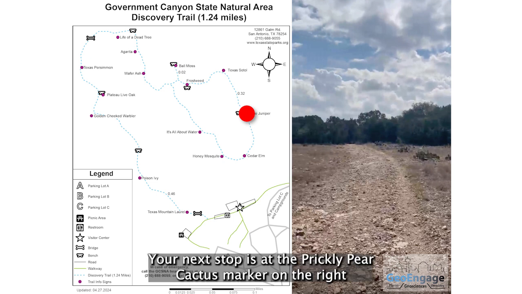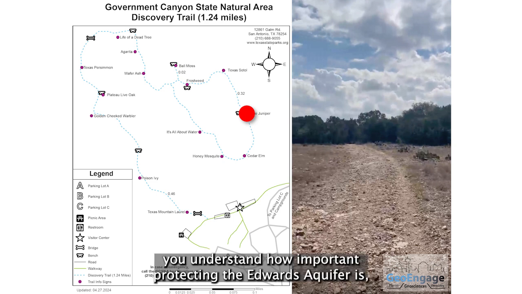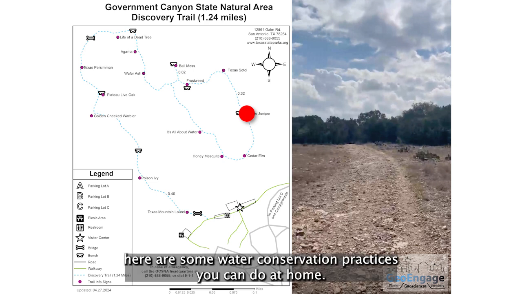Your next stop is at the prickly pear cactus marker on the right side of the trail. The track in the Audiotour has the same name. Now that you understand how important protecting the Edwards Aquifer is, here are some water conservation practices you can do at home.